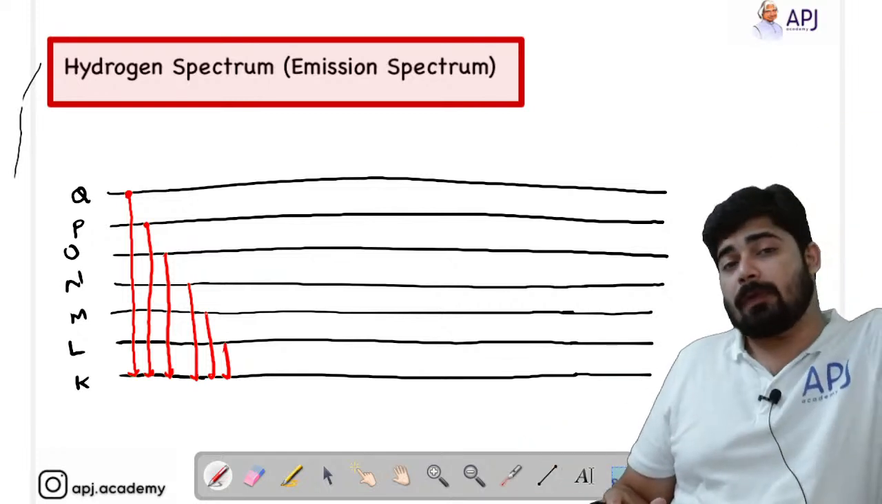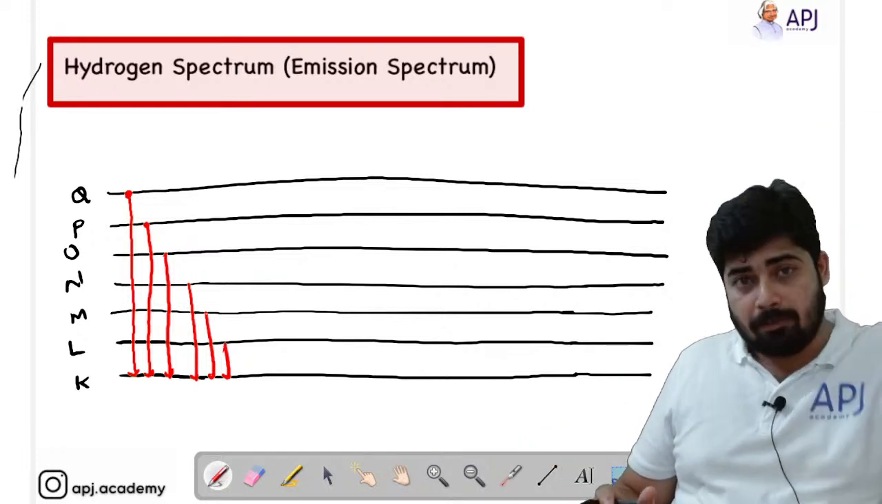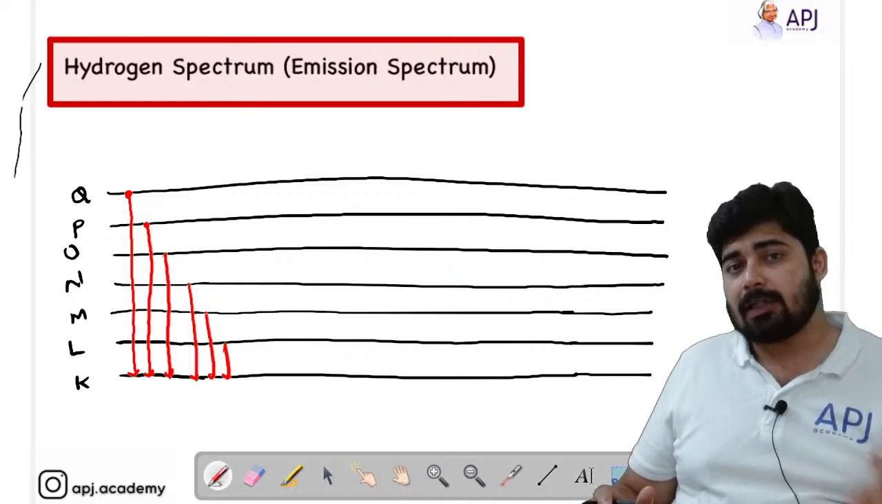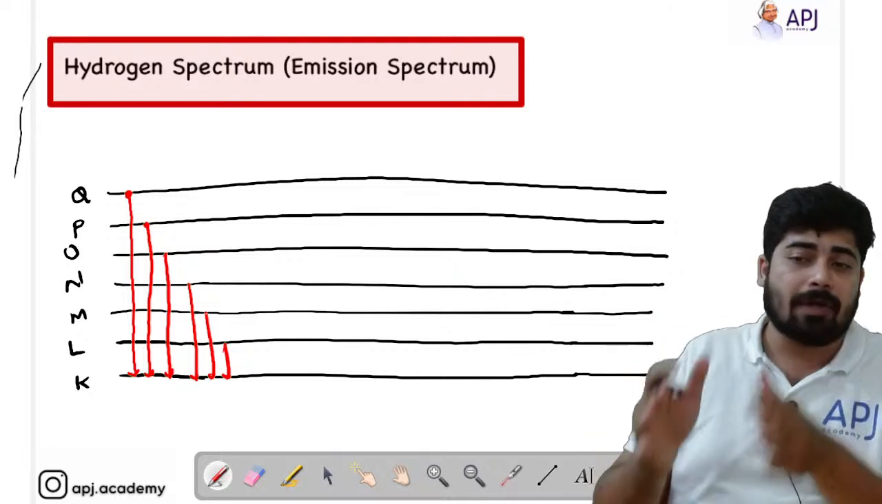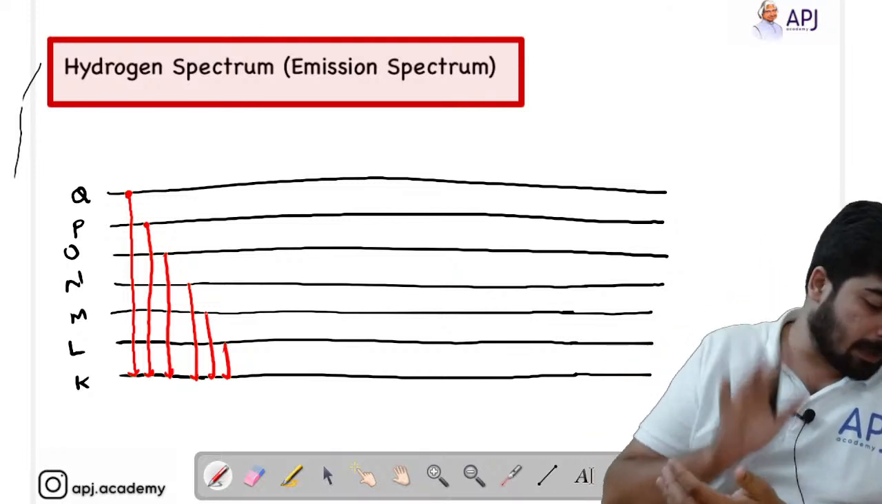That means the electron present in the 7th shell jumping to the first shell gives the first spectral line. The 6th shell jumping to the first shell gives the second spectral line. Likewise, we will obtain 6 spectral lines.